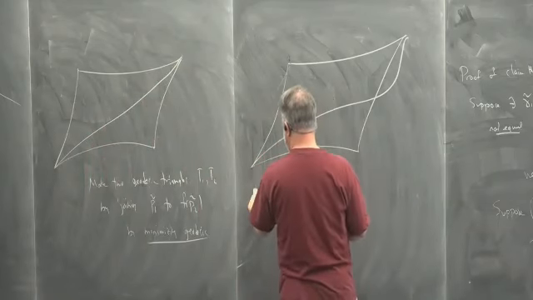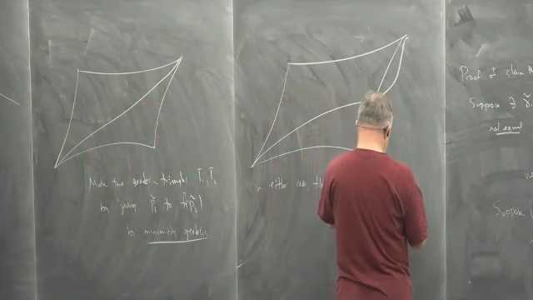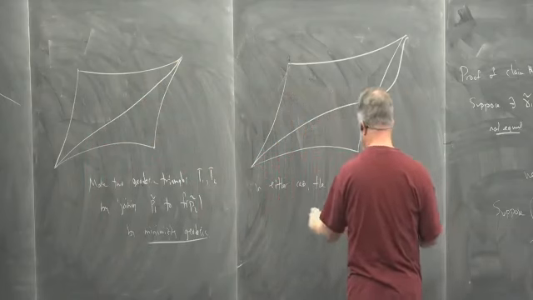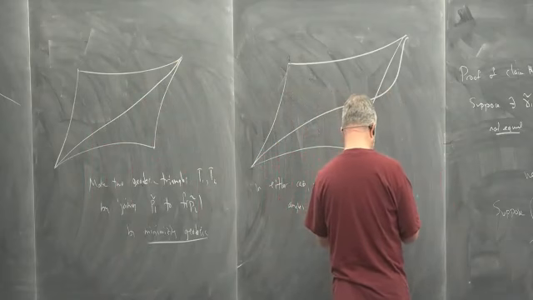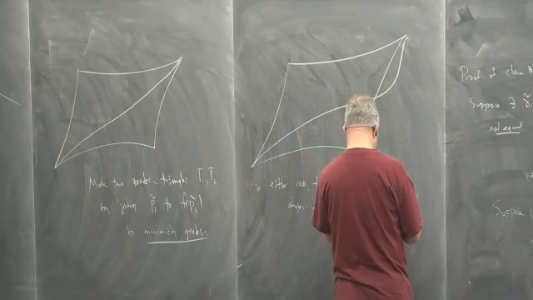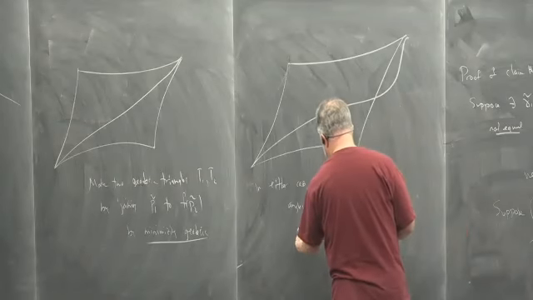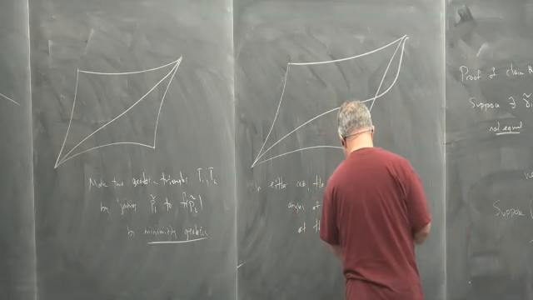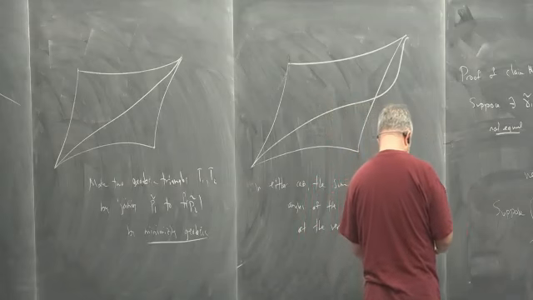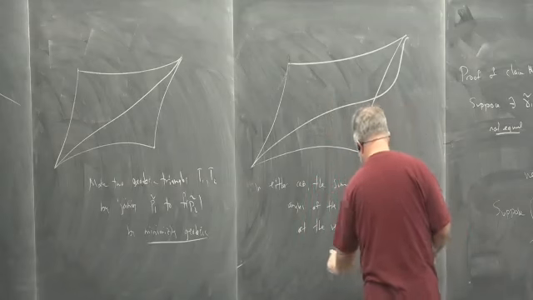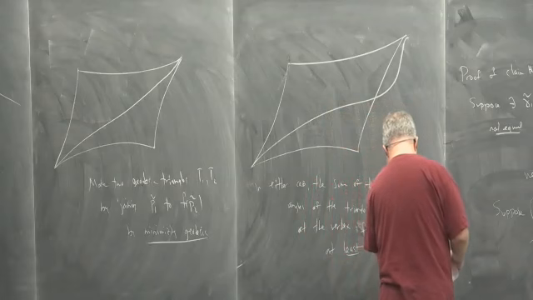So in either case, the sum of the two angles of the triangles which meet at that vertex, F of P2 tilde, is at least the angle of the quadrilateral.